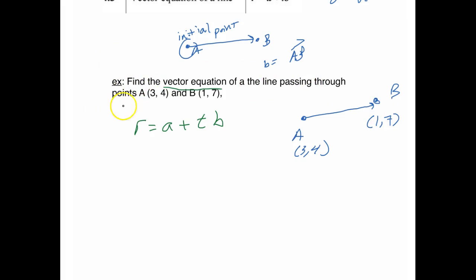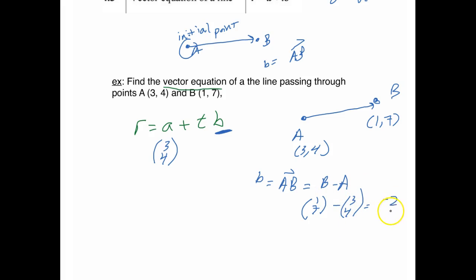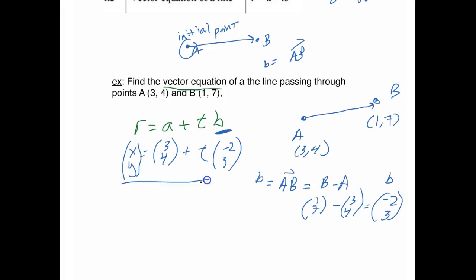So in this case, my initial point right here, A, would be the A right there, (3,4). Now my B, like I was trying to stress earlier, B is not (1,7). B is the vector AB. Remember the way we find vector AB? Tip minus tail. So we're going to do B minus A to find that. So (1,7) minus (3,4) gives (-2,3). And that's the B vector. So over here I'm going to write plus T times (-2,3) equals xy, and that's the velocity vector.